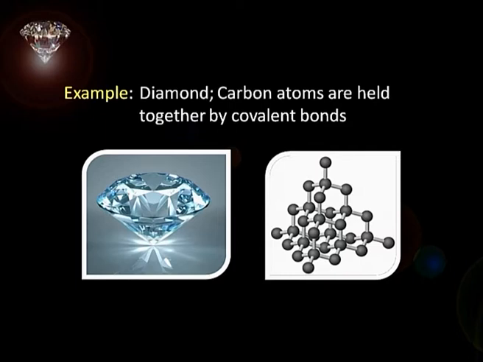Since the covalent bonds are the strongest ones, this will be very, very hard. Okay. Graphite is another example of a covalent solid, a network solid. In this case, what you see is that there are layers. There is a two-dimensional layer.